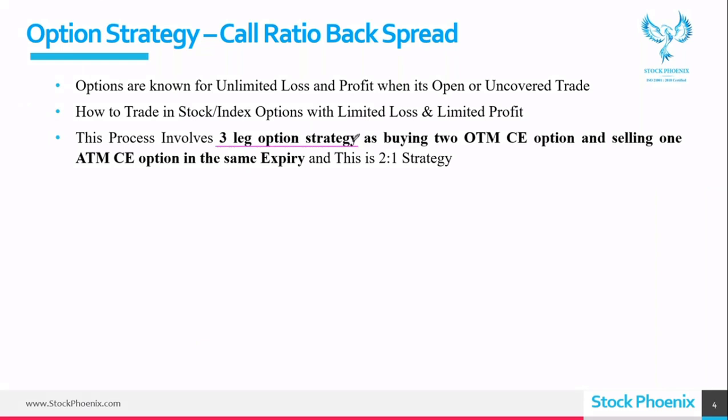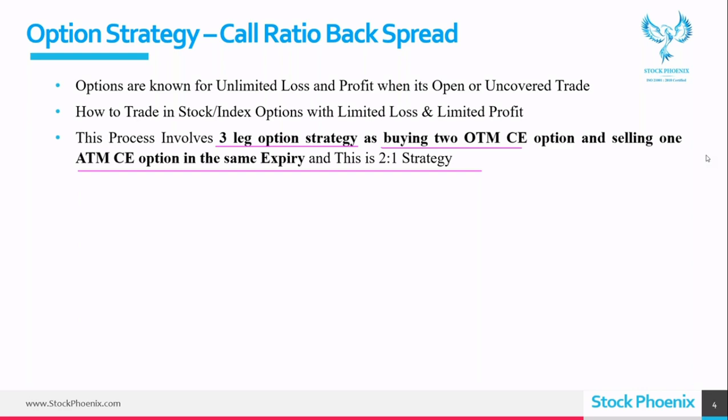So far, what we learned in the previous sessions are all 1 plus 1, that is two-leg option strategies. Here it is a three-leg option strategy: buying 2-lot OTM call and selling 1-lot ATM call option in the same expiry. This is a 2:1 strategy. Any doubt?